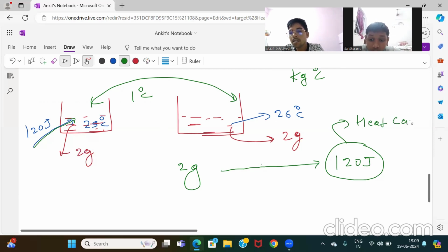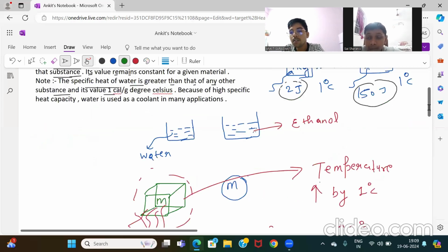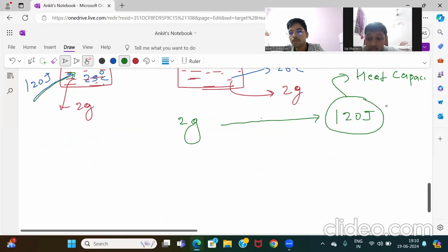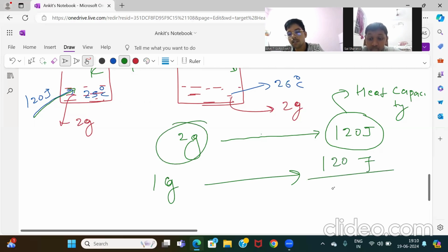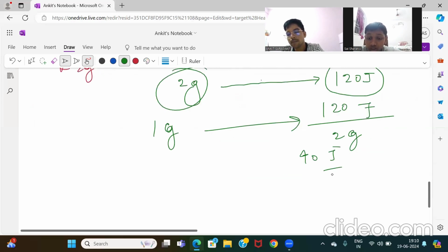It is heat capacity, but it is not specific because it is required for 2 gram. But I want it for 1 gram, like the unitary method. If the cost of 4 toffees is 5 rupees, then the cost of 1 toffee will be 5 by 4. Similarly here, for 2 gram, 120 joule is required. For 1 gram, it will be 120 joule divided by 2. How much? 40 joule per gram.